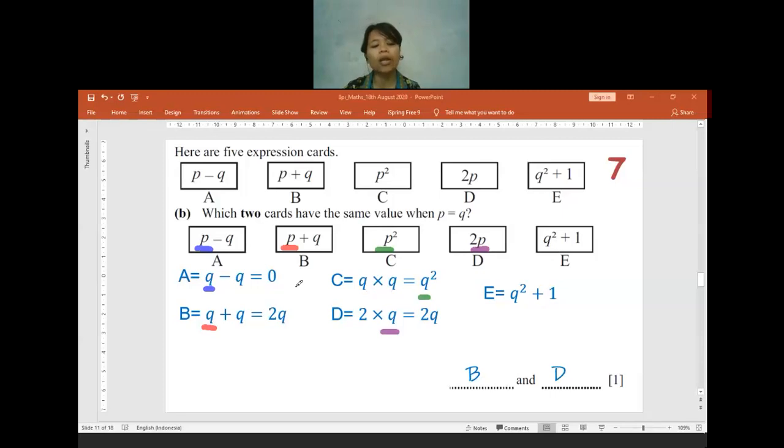So in the end, all of the cards A, B, C, D, E have only the letter Q on them. For card A, the answer is 0. Card B is 2Q. Card C is Q square. Card D is 2Q. Card E is Q square plus 1. Among these cards, the ones that have the same expression are card B and also card D. That's why the answer will be B and D for question 7B.